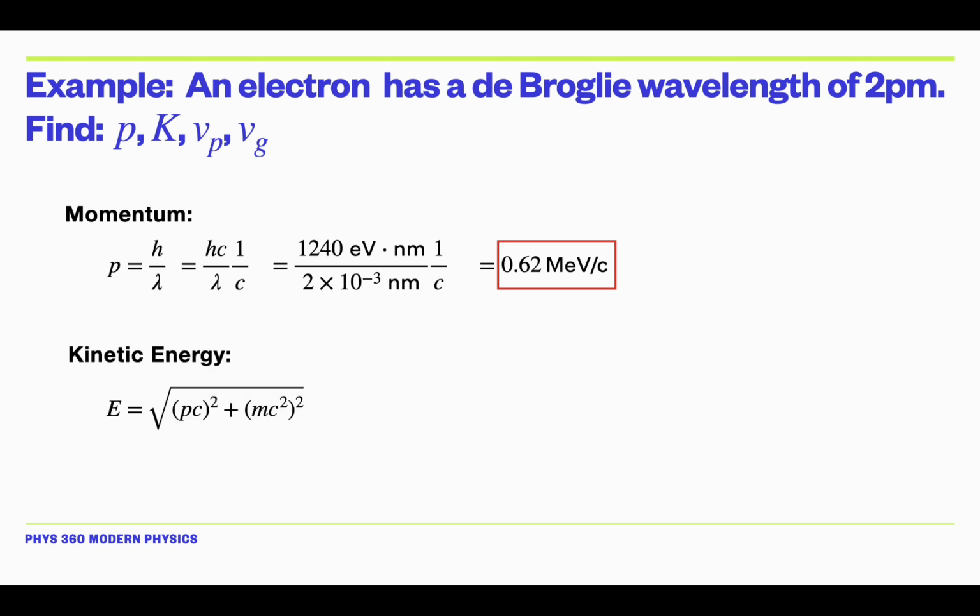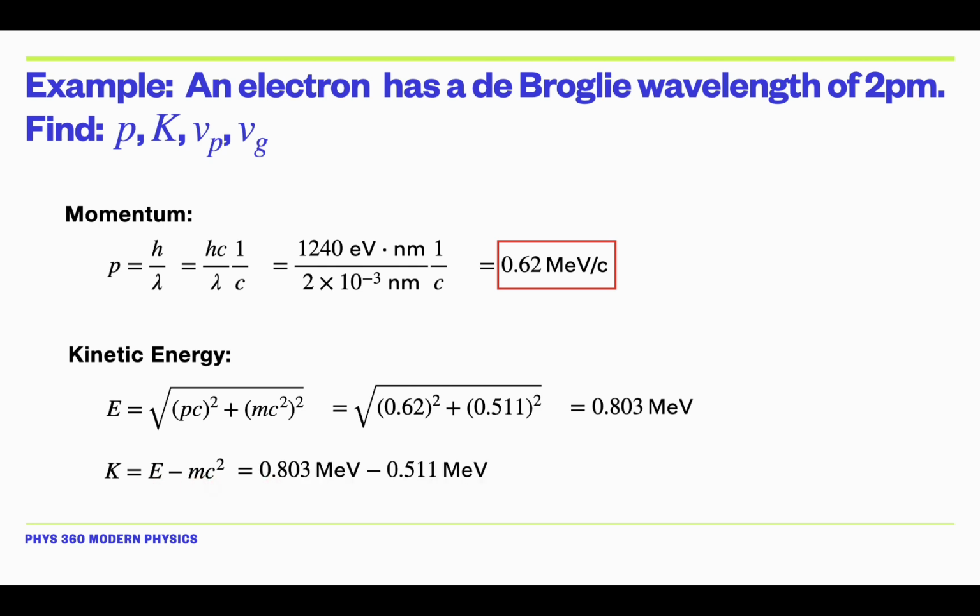The kinetic energy we can calculate from the total energy, and the total energy we can calculate from the momentum. So the total energy is given by the square root of (pc) squared plus (mc squared) squared. We just figured out what the momentum is, and the rest energy of the electron is 0.511 MeV, so these are both in MeVs. Plug in the values, you get 0.803 MeV. And so that's the total energy. The kinetic energy is the total energy minus the rest energy. So 0.803 MeV is the total energy, subtract off the rest energy, and you get 0.292 MeV. So that's the kinetic energy of the electron.